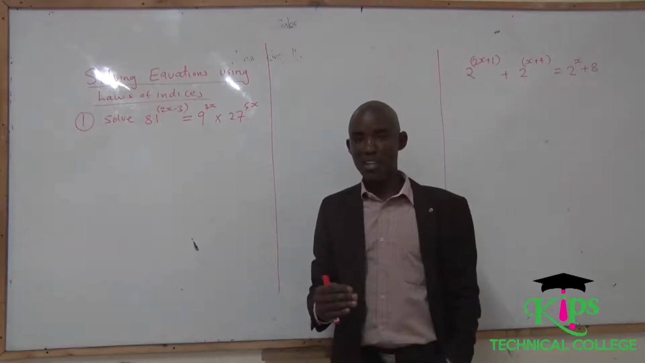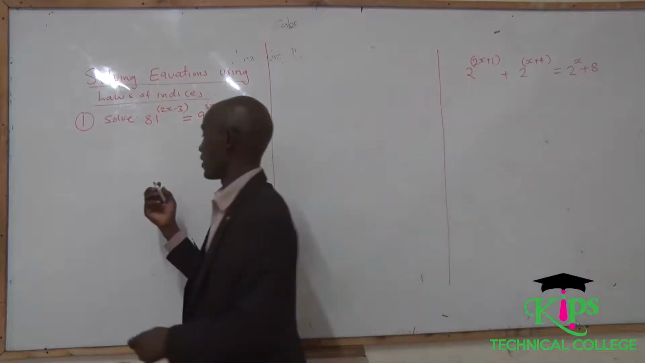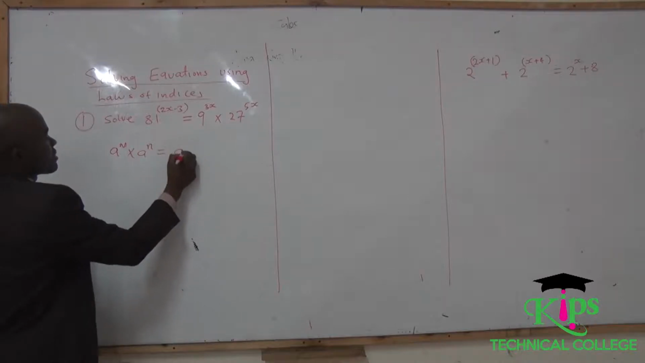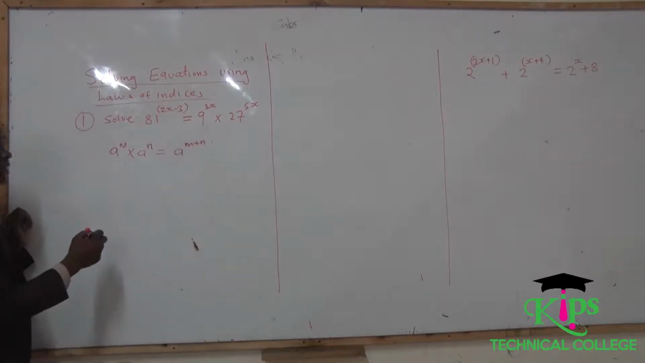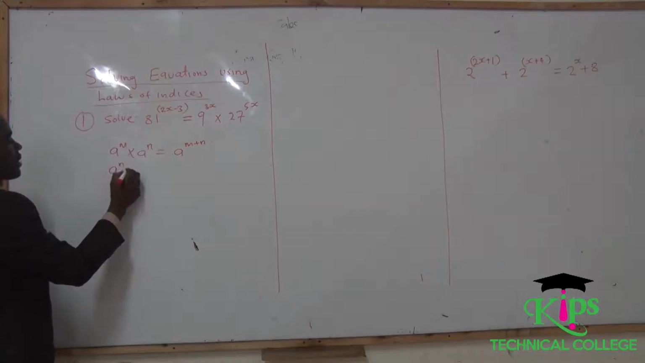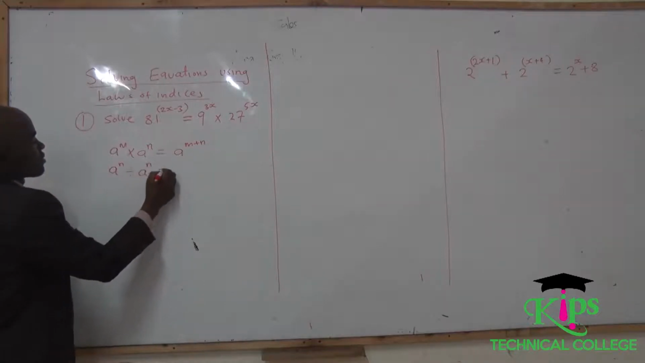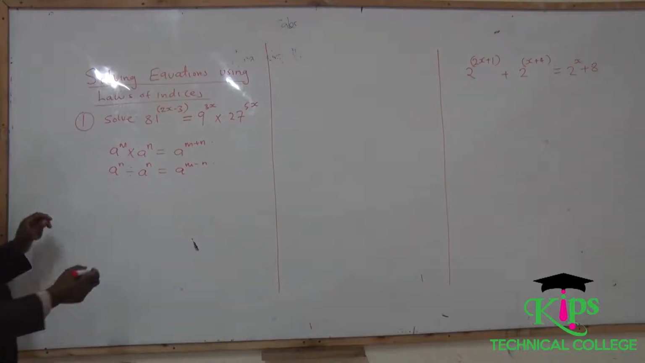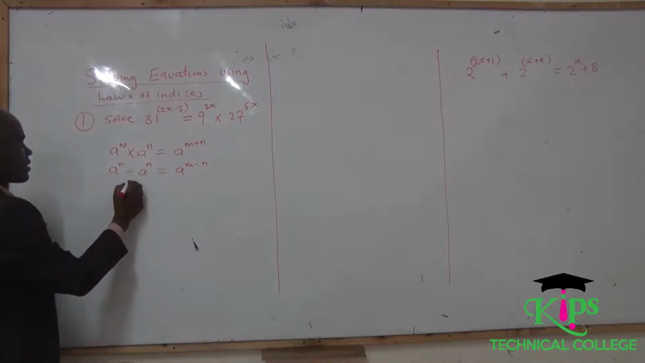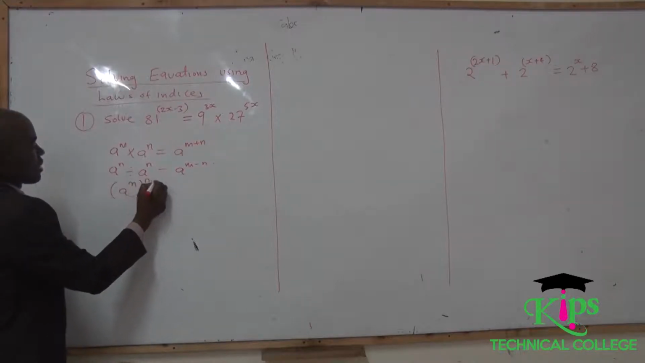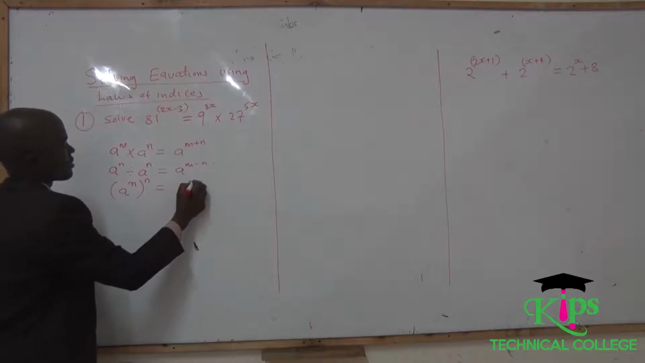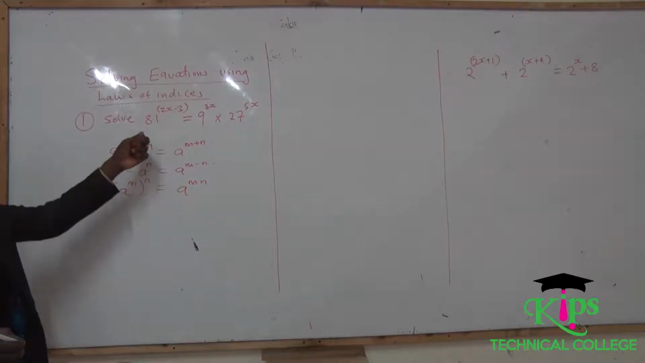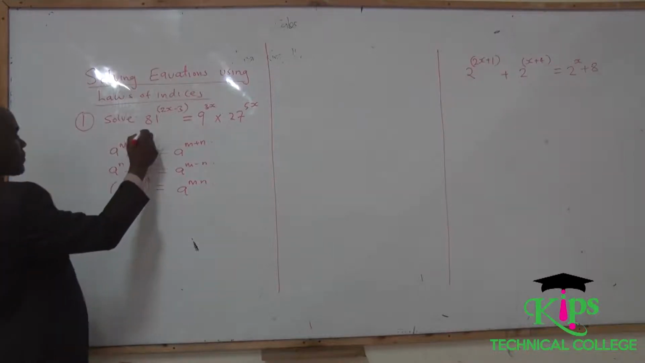We are not going to look at them, but briefly you can remember that if you are having a raised to m times a raised to n, it is the same as a raised to m plus n. And a raised to m divided by a raised to n is the same as a raised to m minus n. And also, a number raised to a power raised to another power is the same as a raised to m times n. So these are the three laws which are very crucial that we shall be applying in solving that.